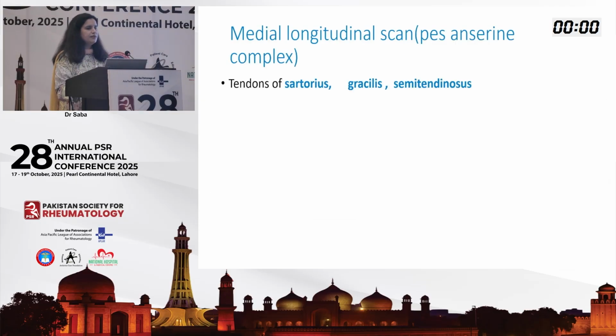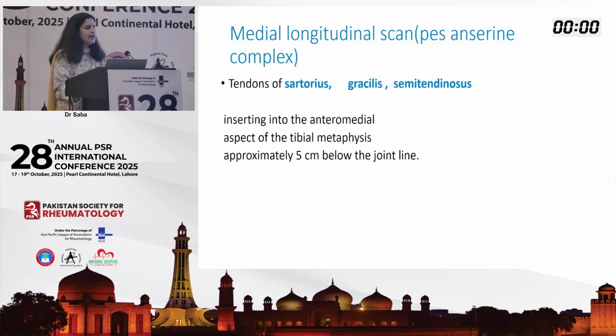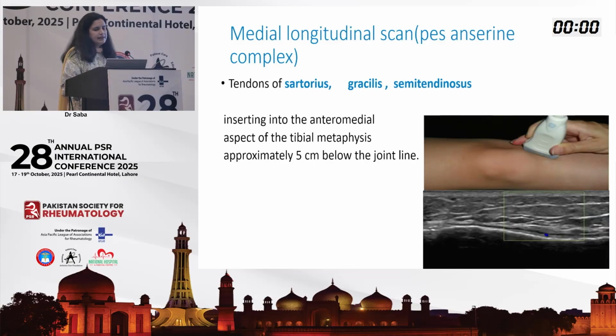Now coming to the pes anserine bursa. It is made up of tendons of sartorius, gracilis, and semitendinosus, and it always inserts into the anteromedial aspect of the tibial metaphysis, approximately 5 centimeter below the joint line.